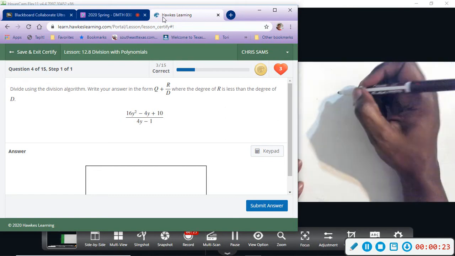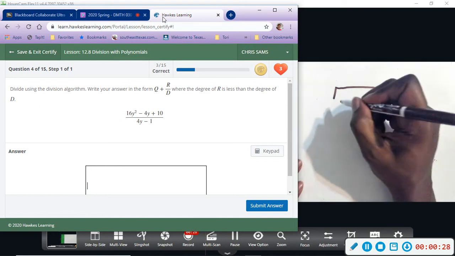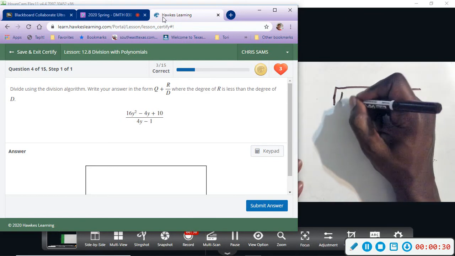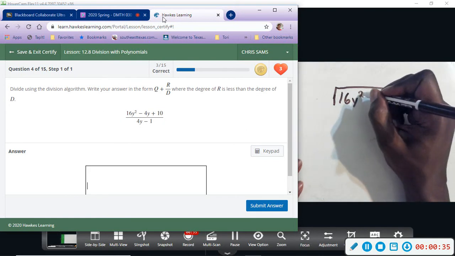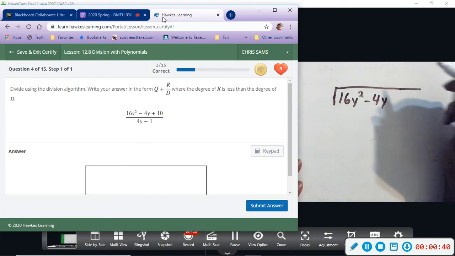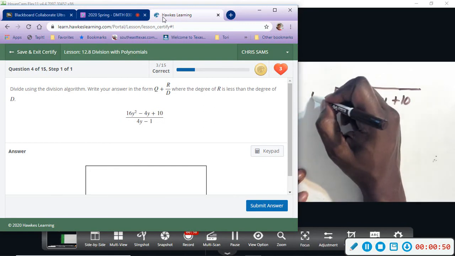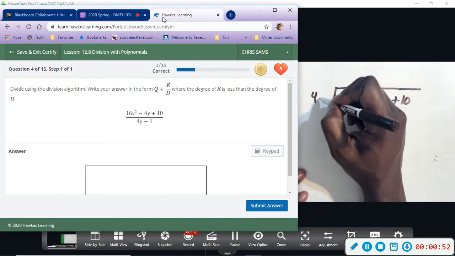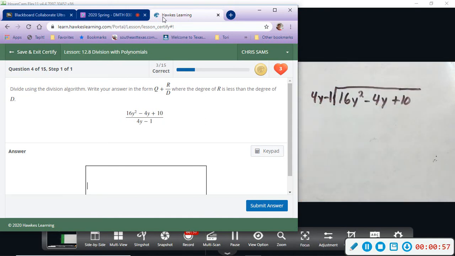So the top goes in. So here's my inside. I'm going to put the top part in. So that would be 16y squared. So I have a second power, and then minus 4y, a first power, and then plus 10. Okay, so I'm not missing any terms, no zeros for placeholders here. And then the bottom goes out, so 4y minus 1.